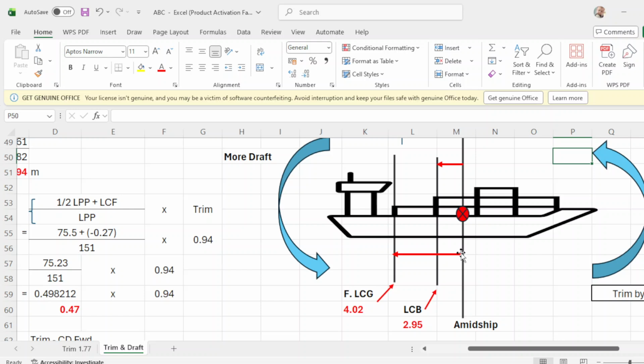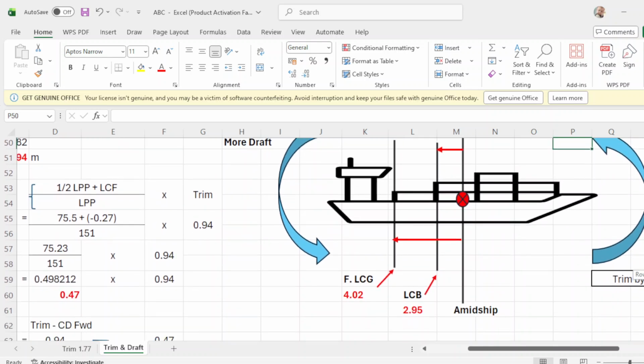From amidship measured backward of 4.0, that will be your final LCG, and your LCB, which is 2.9, measured from amidship only up to this vertical line of 2.95. And your LCG is from amidship measured backward of 4.2. This will be your vertical line. Okay?